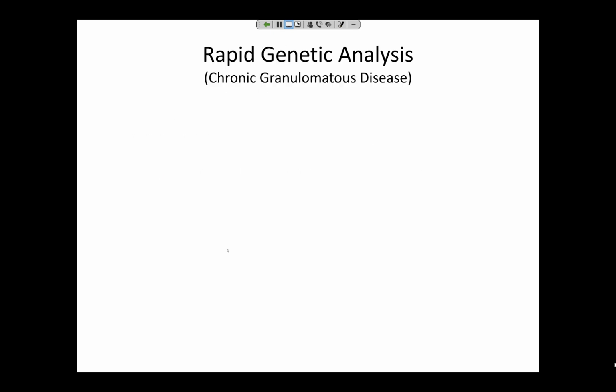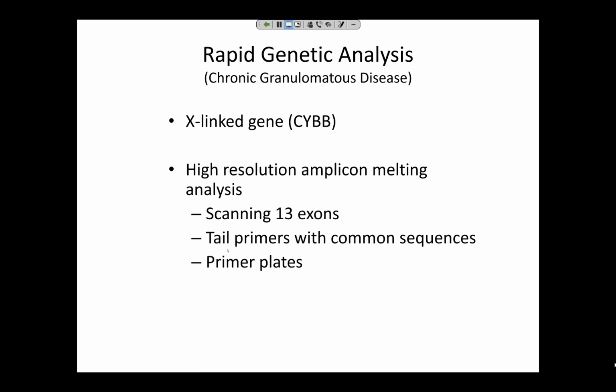So we're going to look at a number of different examples of the applications of high-resolution melting now. And we're going to start with scanning and rapid genetic analysis. In this particular case, the disorder is chronic granulomatous disease. And most cases are caused by an X-linked gene, CYBB. And we'll look at the high-resolution amplicon melting by scanning 13 exons. To make things easier, we'll tail the primers with common sequences for sequencing the rare times that we will detect a variant. And we also end up plating the primers on plates so we can run everything on a 96-well plate, all 13 exons.